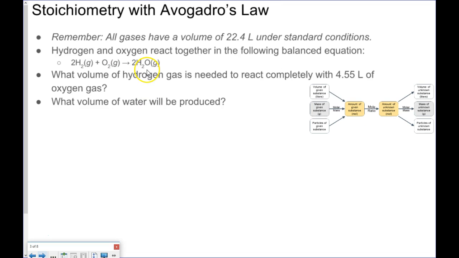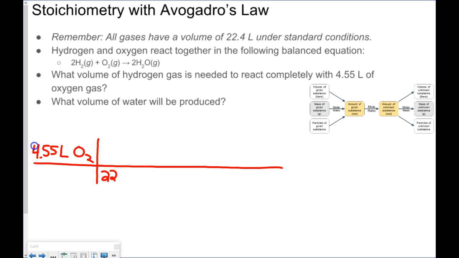All right, hydrogen and oxygen are going to react together in this equation. What volume of hydrogen gas will be needed to react with 4.55 liters of oxygen gas? What volume of water will be produced? So I have my 4.55 liters of oxygen. I know that 22.4 liters per mole, so I'm going to use that to figure out how many moles of oxygen I have.